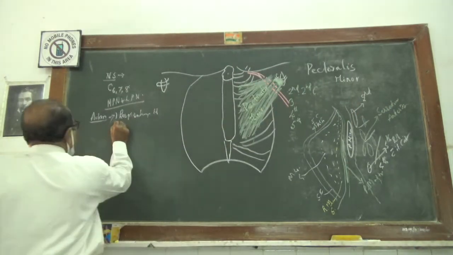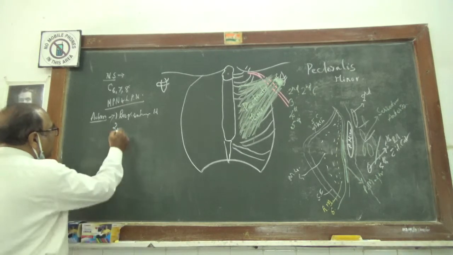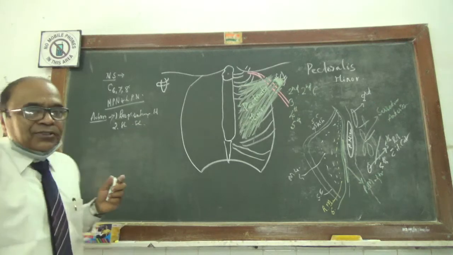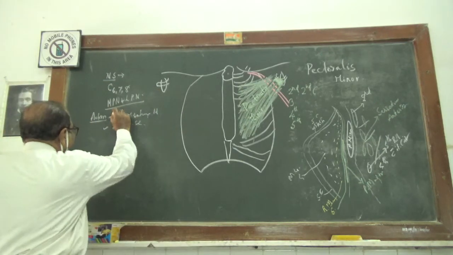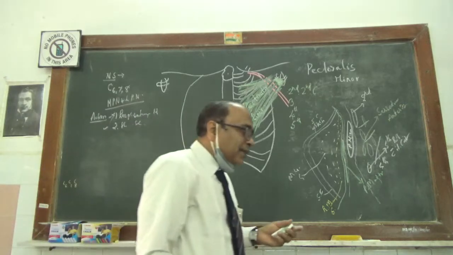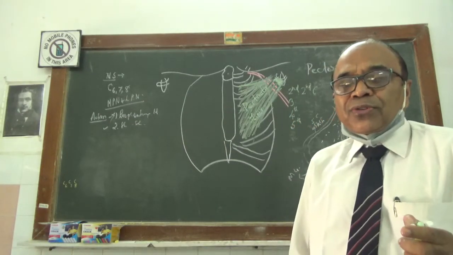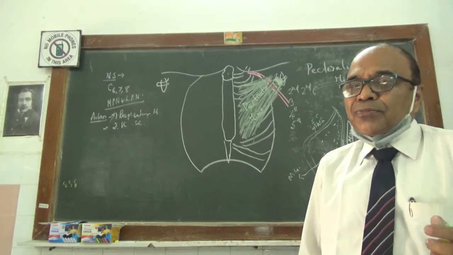Then you will have another action. Action of this is flexion of the shoulder joint. So these are the main two, and you can say pectoralis minor acts along with the pectoralis major too.